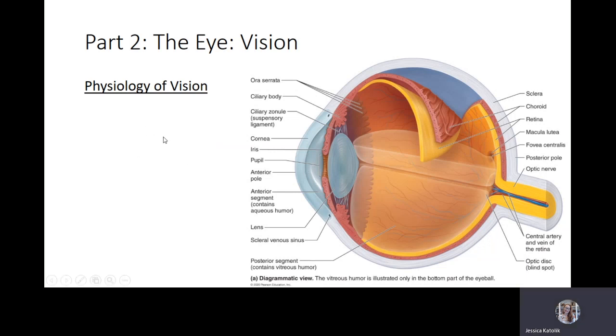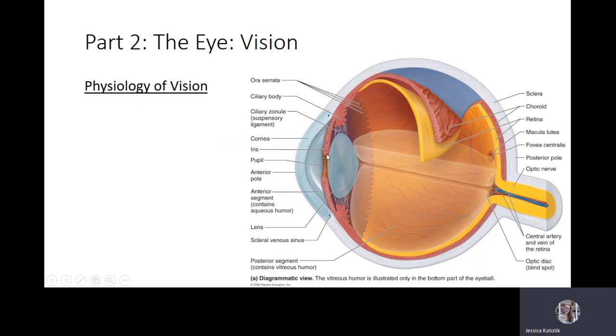So here's my cursor. Essentially, light will be emitted from a light source, and that light will be reflected off of an object and then directed towards our eyes. As the light enters our eyes, it will first pass through the cornea and the aqueous humor. Because of the significant curvature of the cornea, it will refract or bend the light as it is entering the eye.